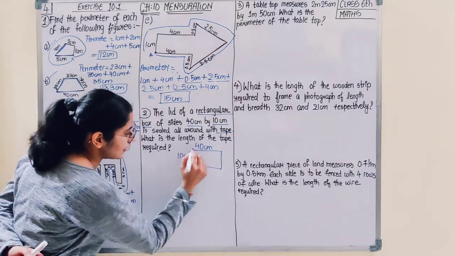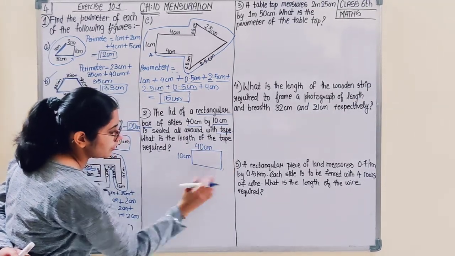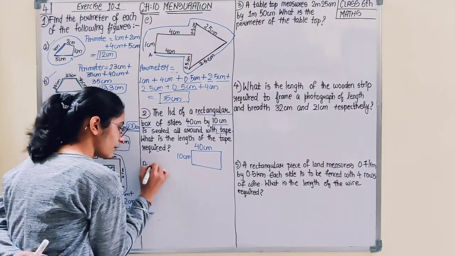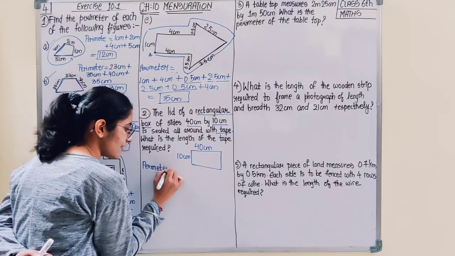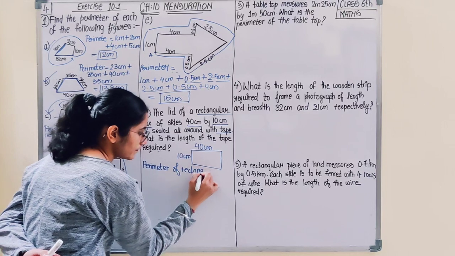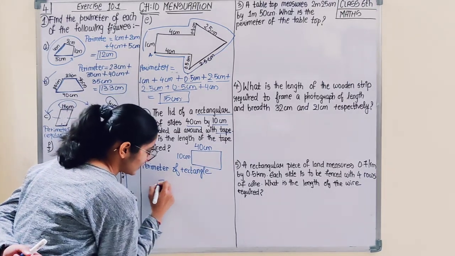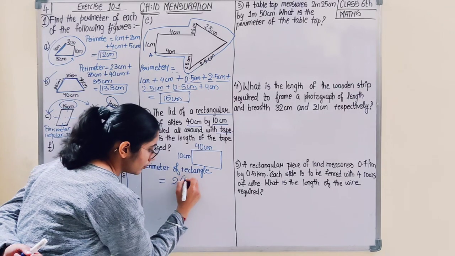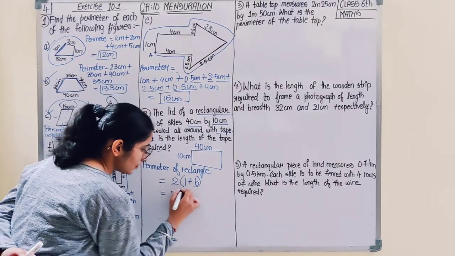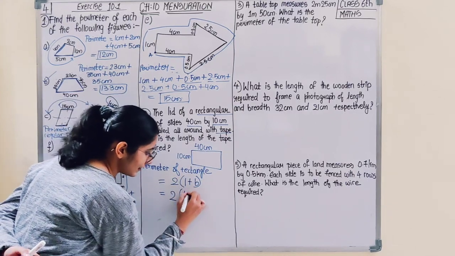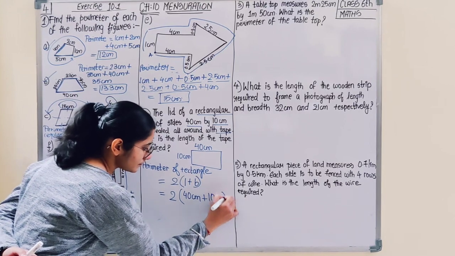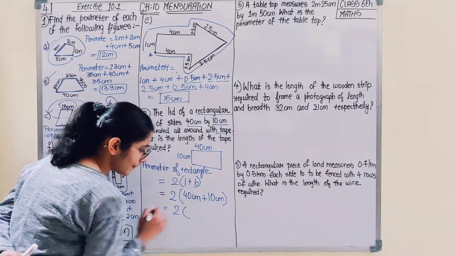To seal the box all around. So that means we have to calculate perimeter. So perimeter, as we have learned, again recalling the formula. Perimeter of rectangle is equal to 2 into length plus breadth. So, 2 into what is the length? 40 centimeter plus what is the breadth? 10 centimeter. First, we would be solving the bracket.